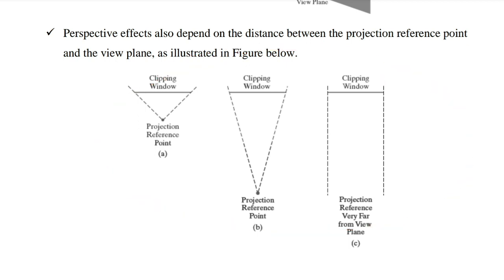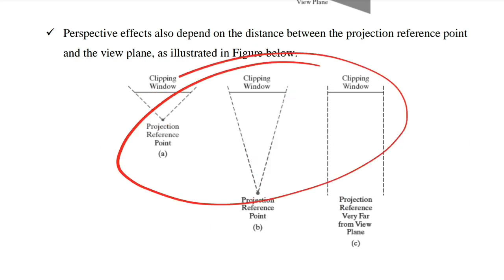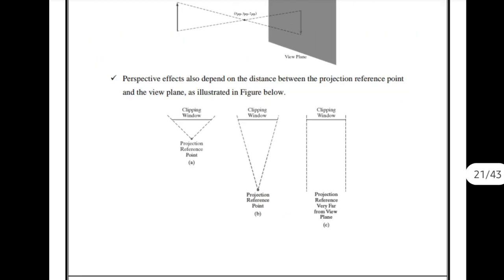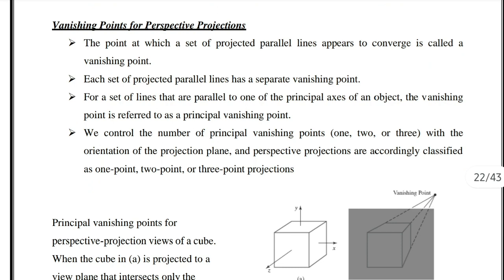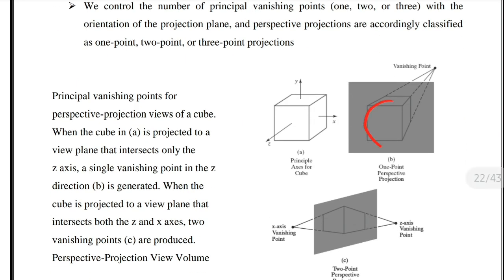Here what you have is the clipping window and the projection reference point. If it is far, it will be in this way. If it is very far, it will look like a parallel line. Make sure you draw this also, so the examiner will see there is some content. Okay, next one is the vanishing point. This is the diagram here.